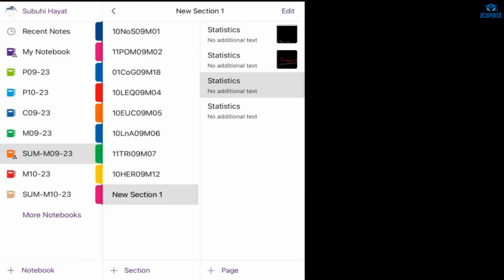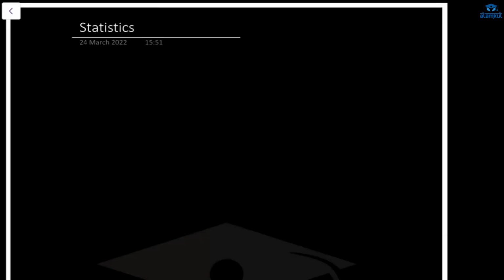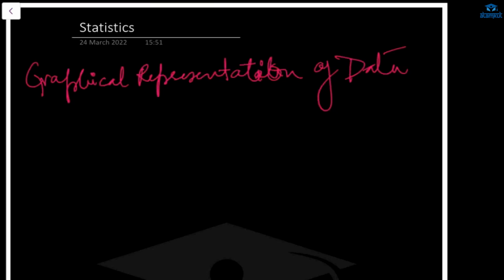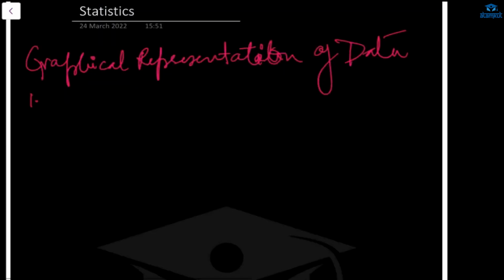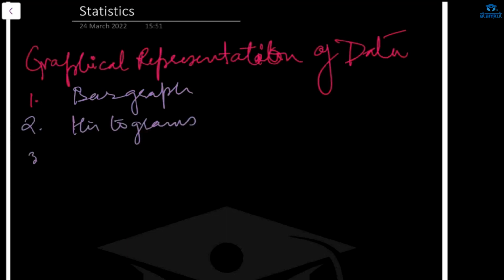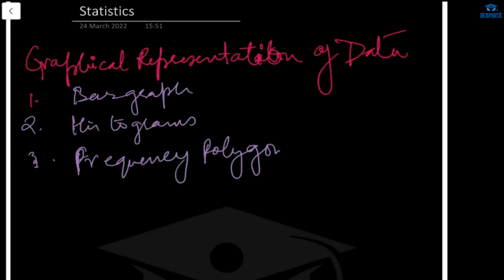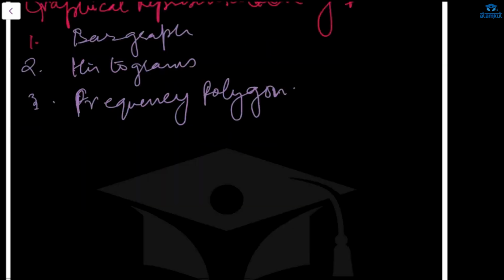Now, in graphical representation of data, there are 3 types. What are the 3? Bar graph, second is your histogram, and third is your frequency polygon. One by one we will see each and every graph. So the first one is the bar graph.